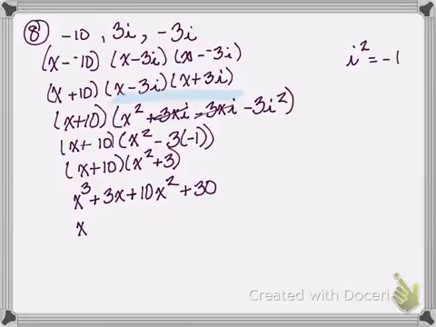So now I'm going to put this in descending order. So I have x to the third plus 10x squared plus 3x plus 30. And that is my final answer. That is all I need. So I have found the polynomial with lowest degree that has those zeros.